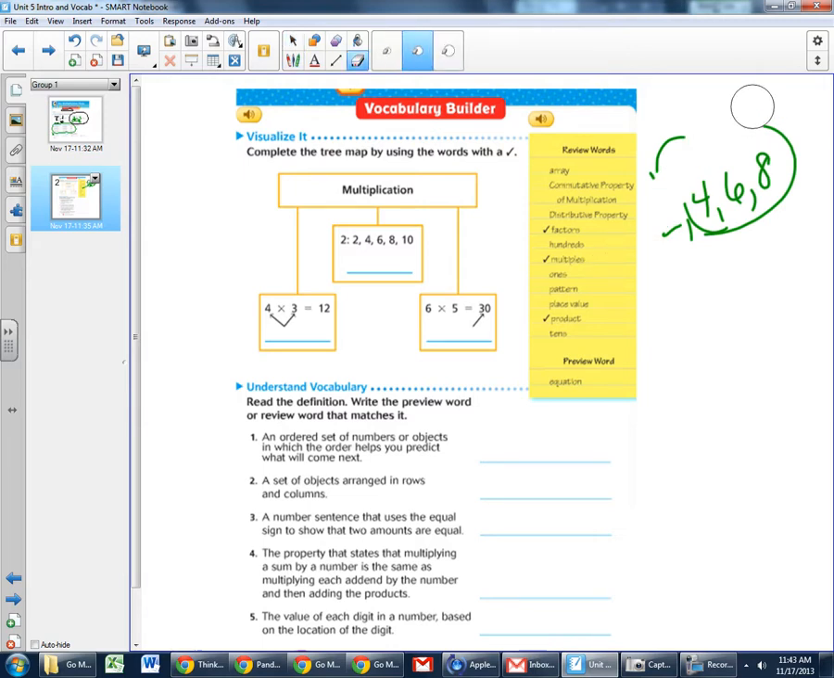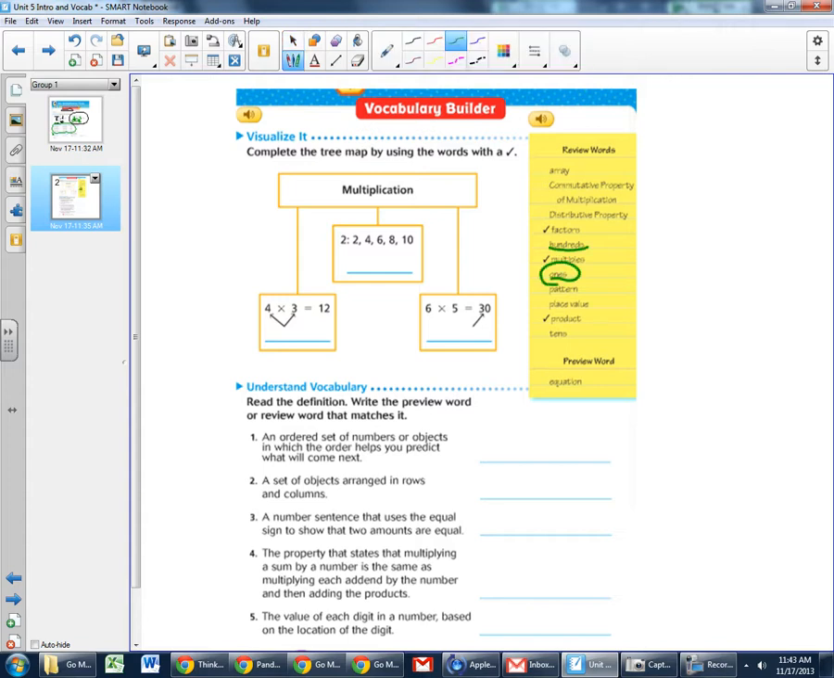Ones is your place value term again. Pattern, we're going to look at a lot this time, and you looked at some of those with tables in 5.1. Place value, again, making a reference to the ones and the hundreds.